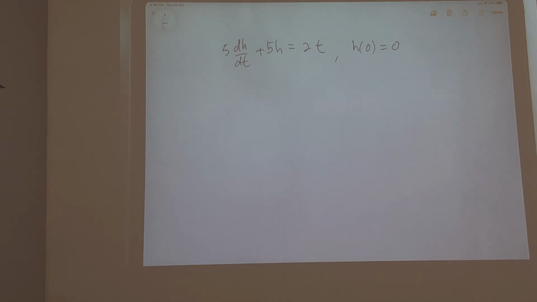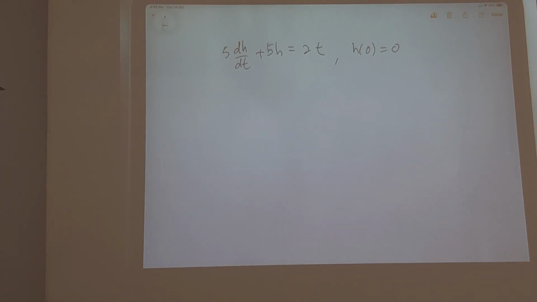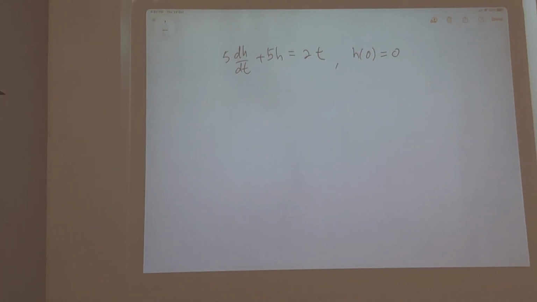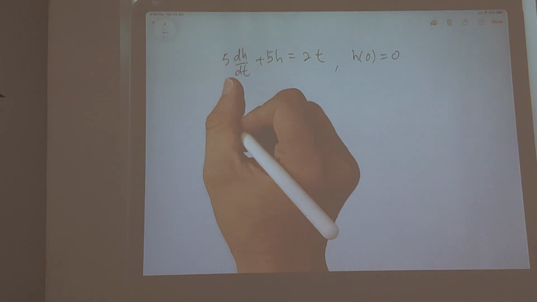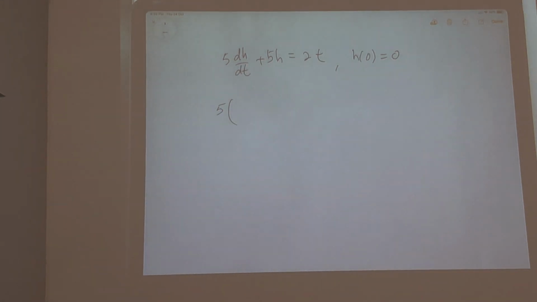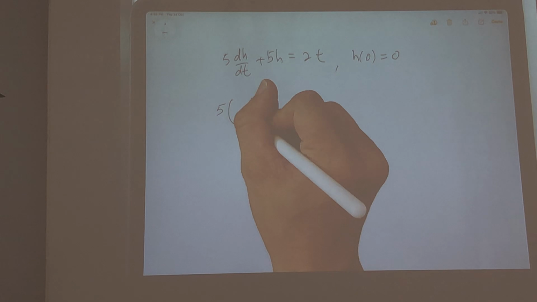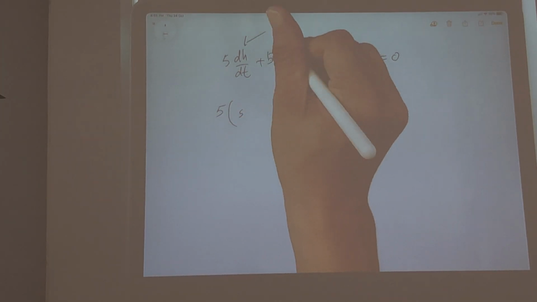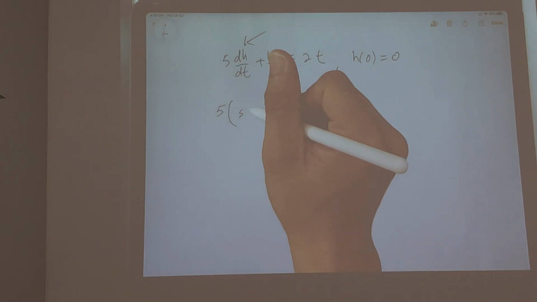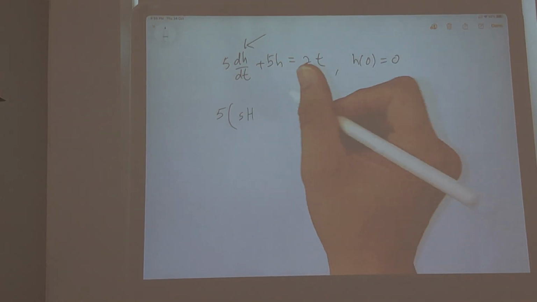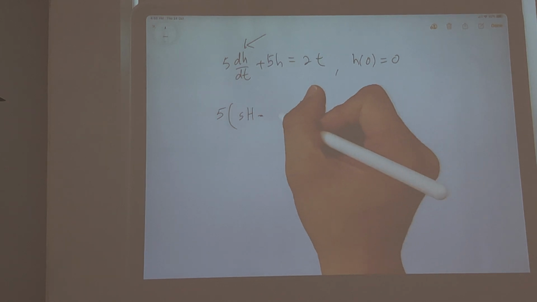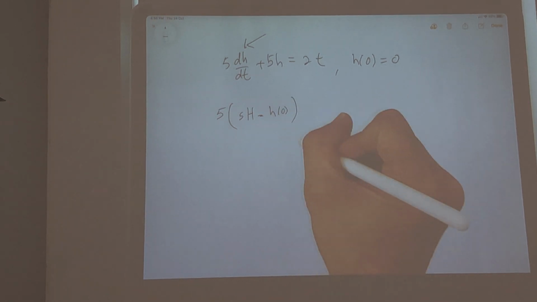let me open the slideshow. Alright. So if I have 5 dh/dt plus 5h equal to 2t, I need to apply the Laplace transform. 5 dh/dt Laplace transform becomes what? This one is a differentiation. For differentiation, you refer to the table: it is S, and then h becomes capital H, then minus h(0). Don't ask me why, just use the table.